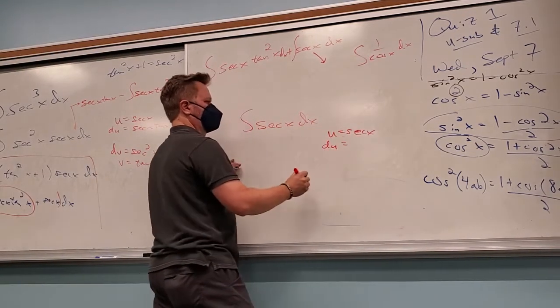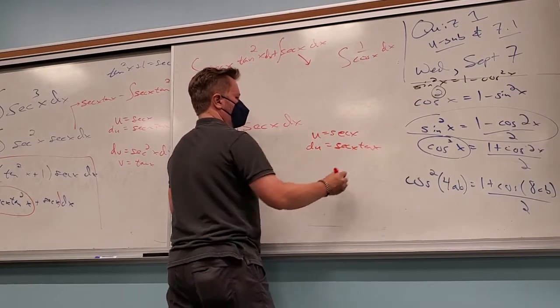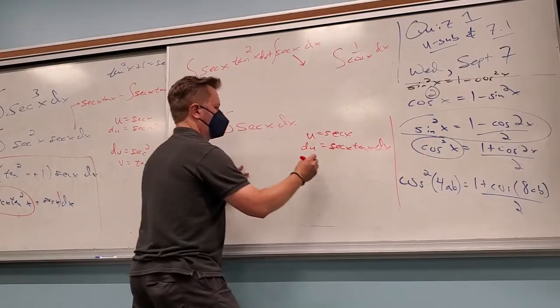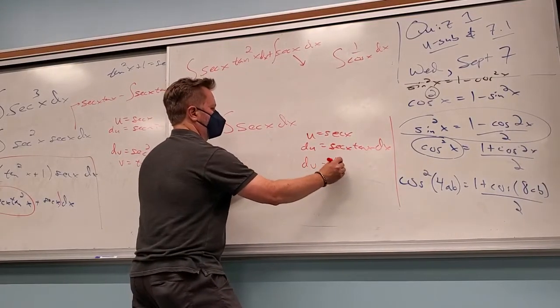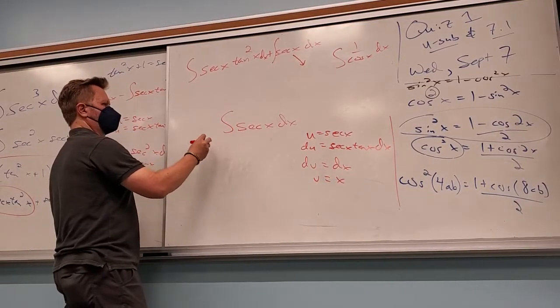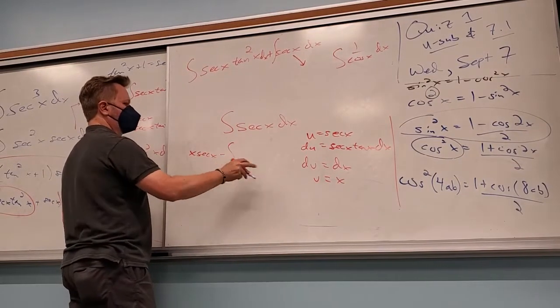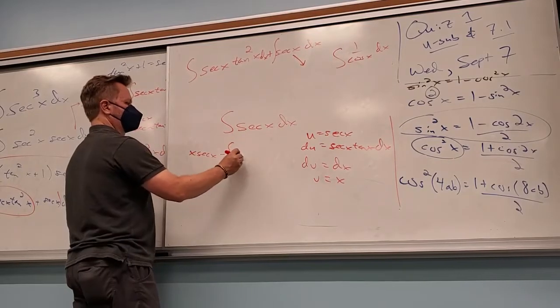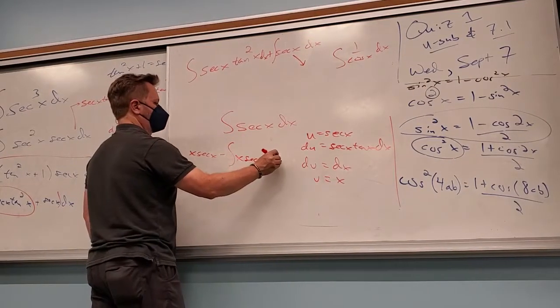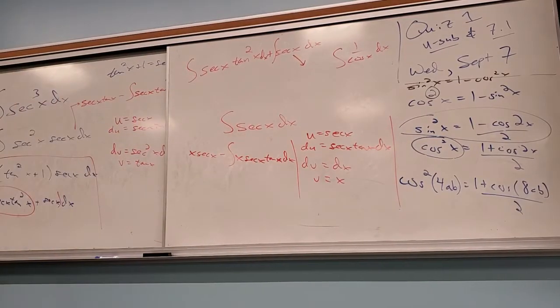So du is tangent secant. Tangent secant. Sorry, I just always do it this way. And then dv is going to be, so then v is x. So then what do you get here? x secant x. So you get uv, x secant x, minus the integral of v, x, times secant x tan x dx. Oh my god, it's not even worse. Yes, it gets a little worse. I love it, I love it.